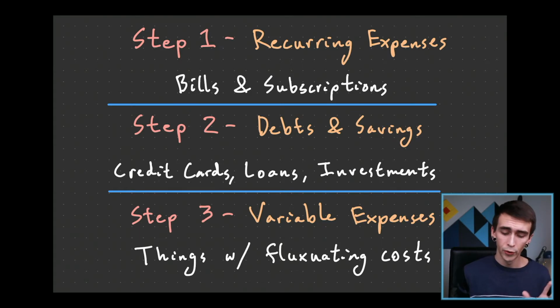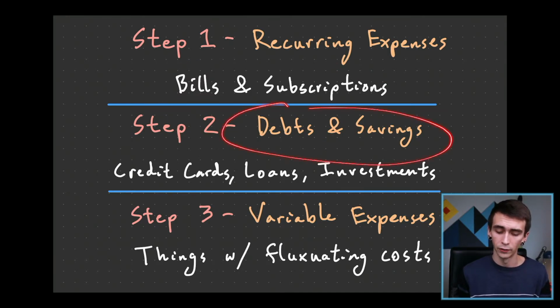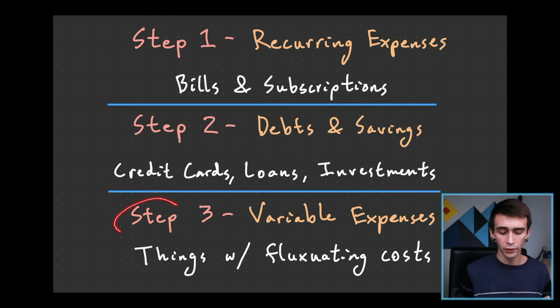So like I said, there's 3 main categories we got here. So we have the recurring expenses, which is bills and subscriptions and fees and stuff like that. Then we have step 2, which is the debts and savings. So that'll be like credit cards, loans, investment contributions, and things of that matter. And then in step 3, we got variable expenses, and these are just the things that have fluctuating costs. So maybe it's your water bill and it's different every month, or your electric bill, or maybe it's things that you only pay for like once a year or once every 6 months. And so this method is going to account for all of this.